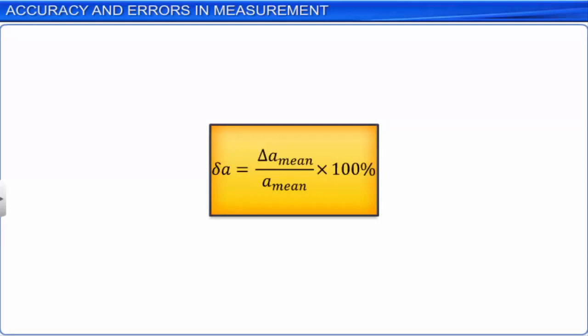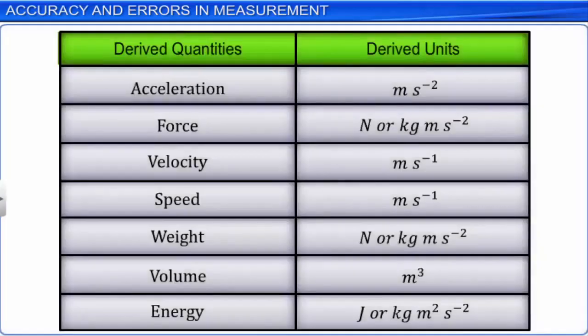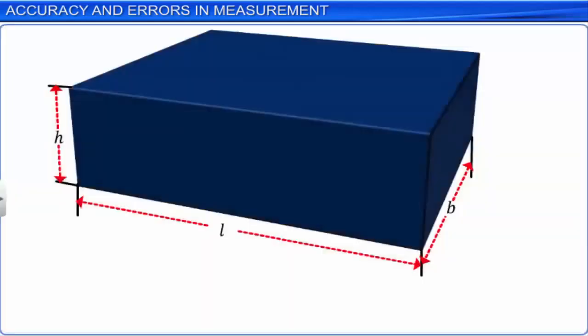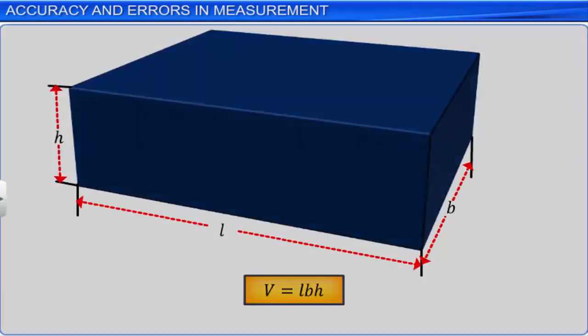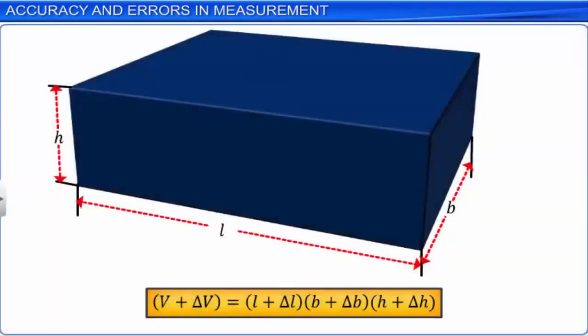When a quantity is derived from more than one measured value, the error in the derived quantity may be a combination of errors in the values from which it is derived. For example, the volume of a cuboid is the product of its length, breadth, and height. If there is an error in measurement in length, breadth, and height, then the error in volume will reflect the combined effect of all three errors due to mathematical operations.